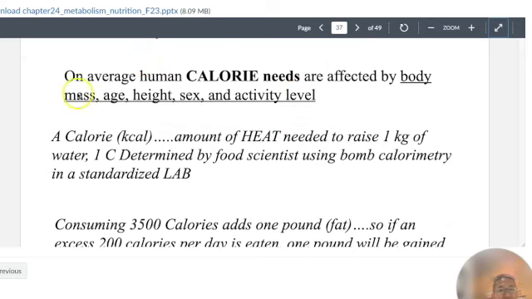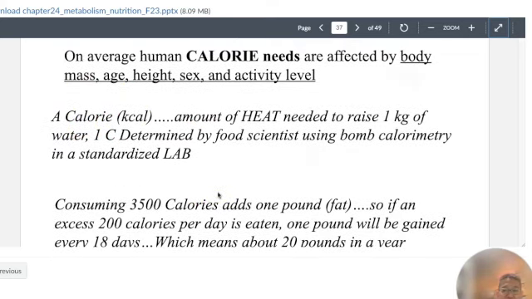What is a calorie? Average human calorie needs are affected by the body mass. So all this is affected. A calorie is the amount of heat needed to raise 1 kilogram of water 1 degree Celsius. So if you have water in a pot that's 70 degrees, you want to raise it up to 71 degrees Celsius. The amount of heat that's needed is measuring calorie. Of course, again, this is not the best way to measure.